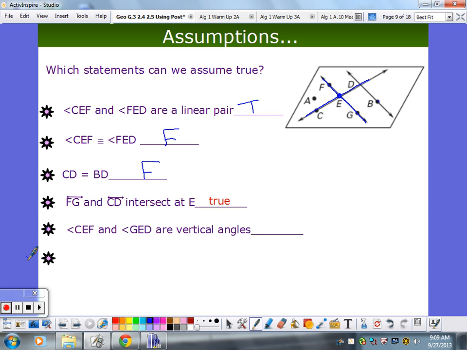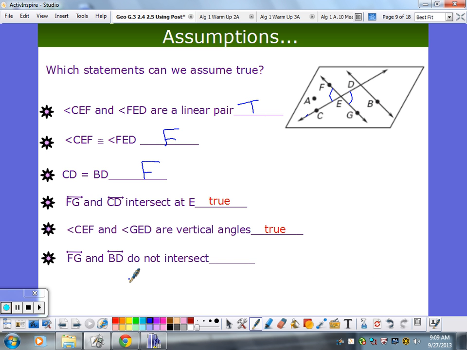How about angle CEF and GED as vertical angles? Let's go find them. And again, marking up diagrams is really important. Don't try to do them in your head. Mark them up. CEF, and GED. Are they vertical angles? Yep. What else can I assume then? They are congruent, right? Okay.